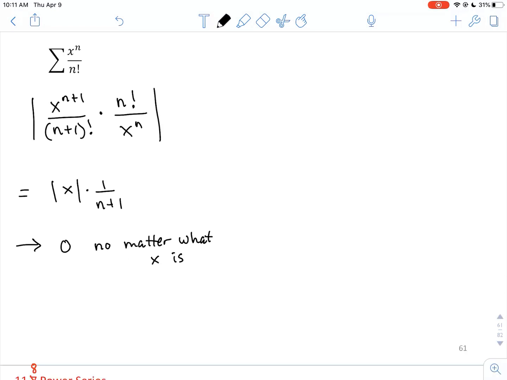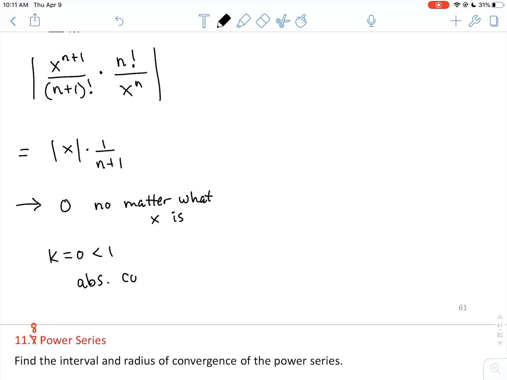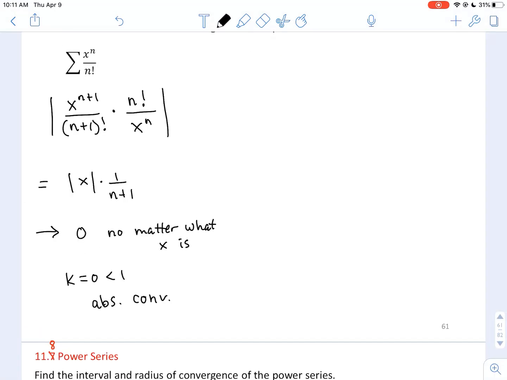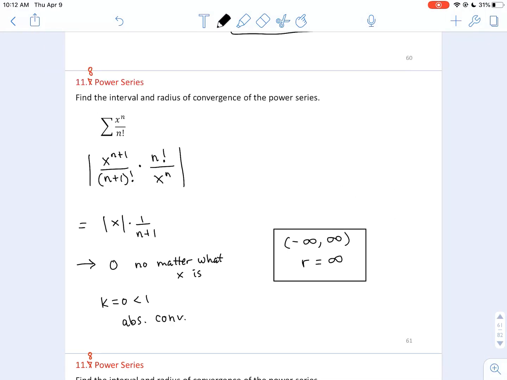This is actually a special case. And this 0 is still our k, and 0 is less than 1. So we always get absolute convergence, meaning that the series converges for all choices of x. So our answer to this one here will be: the interval of convergence is negative infinity to infinity, and the radius of convergence is infinity.